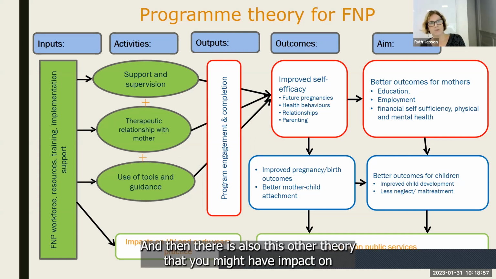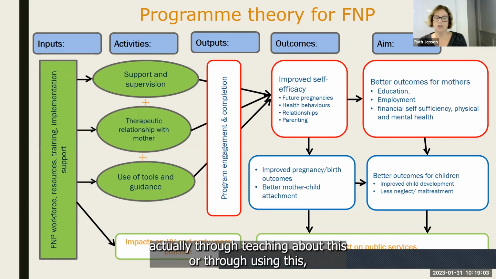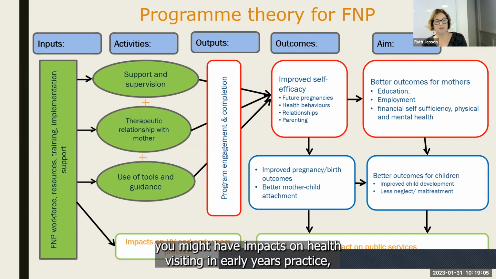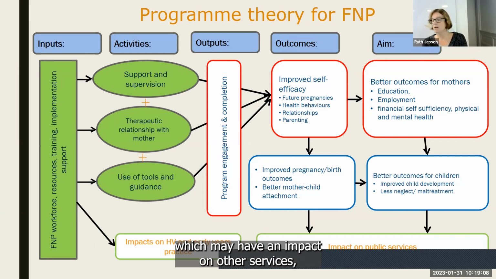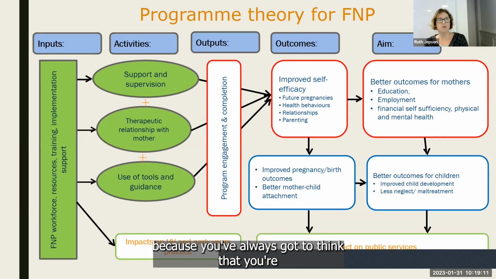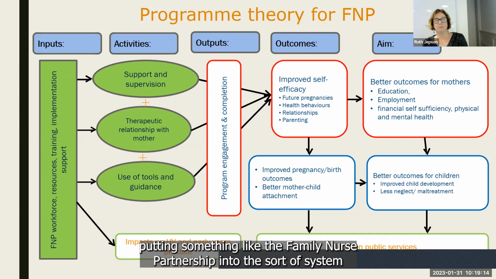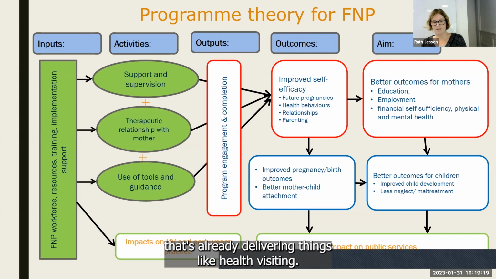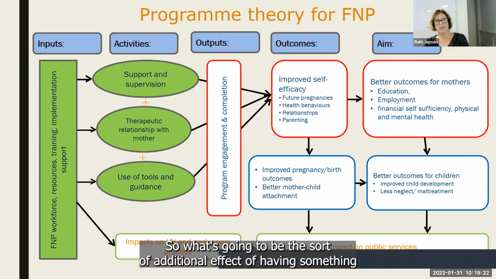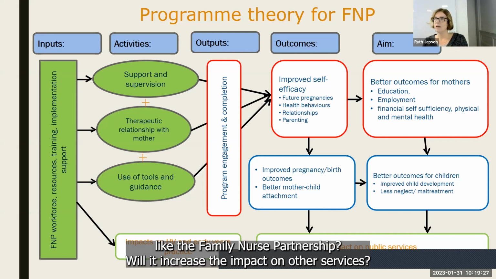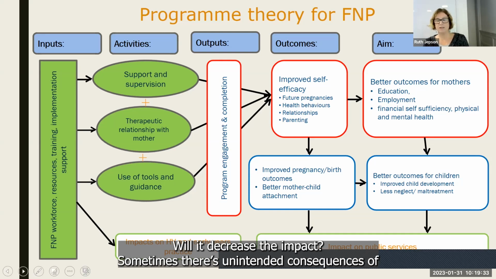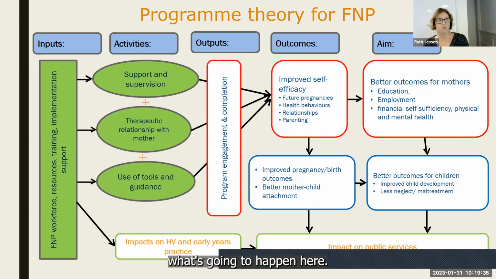And then there is also this other theory that you might have impact on, actually through teaching about this or through using this, you might have impacts on health visiting and early years practice, which may have an impact on other services, because you've always got to think that you're putting something like the Family Nurse Partnership into a system that's already delivering things like health visiting. So what's going to be the additional effect of having something like the Family Nurse Partnership? Will it increase the impact on other services? Will it decrease the impact? Sometimes there are unintended consequences of what's going to happen here.